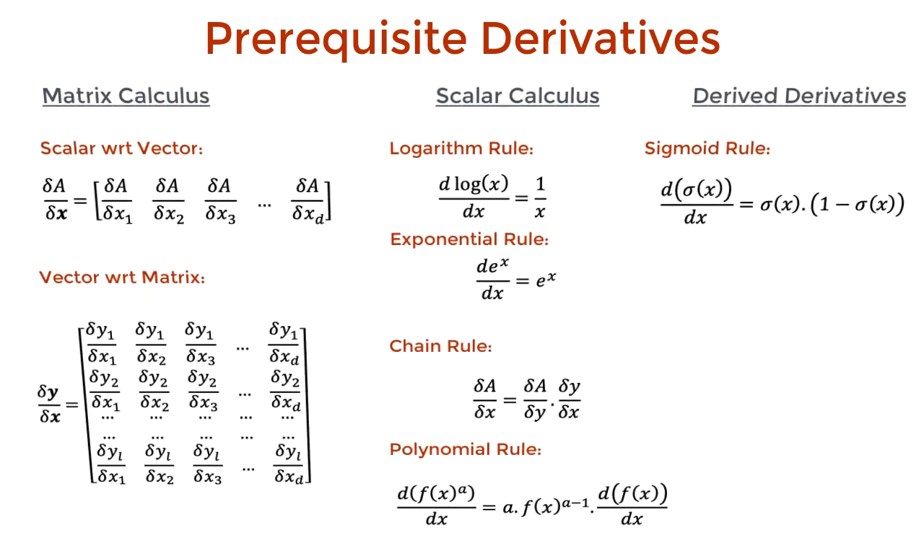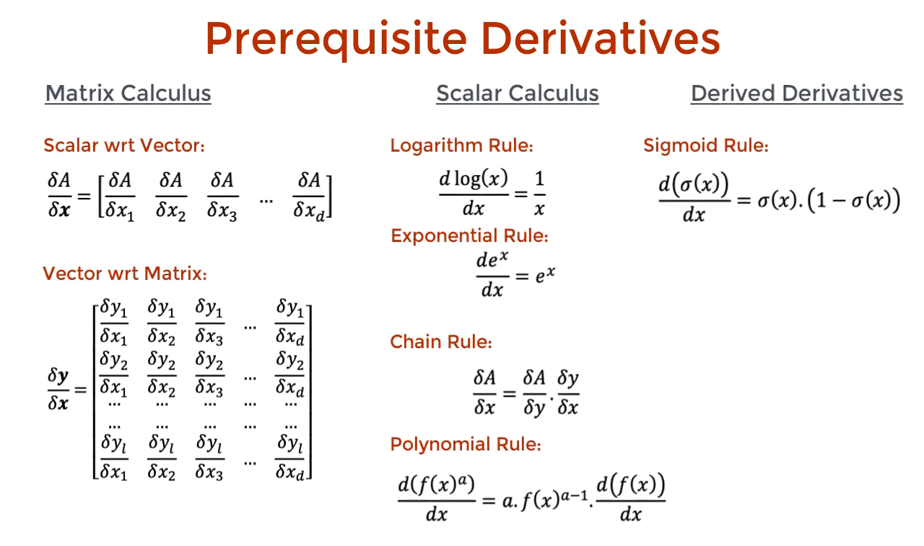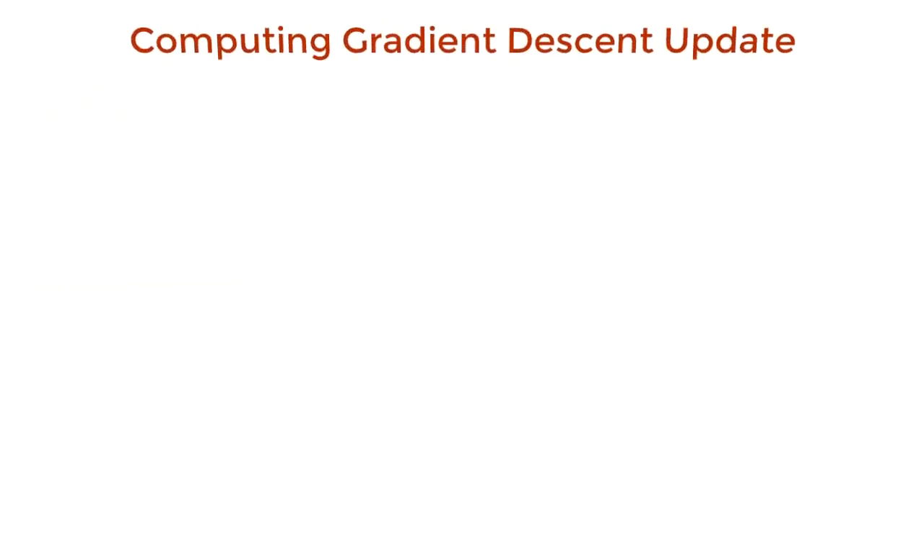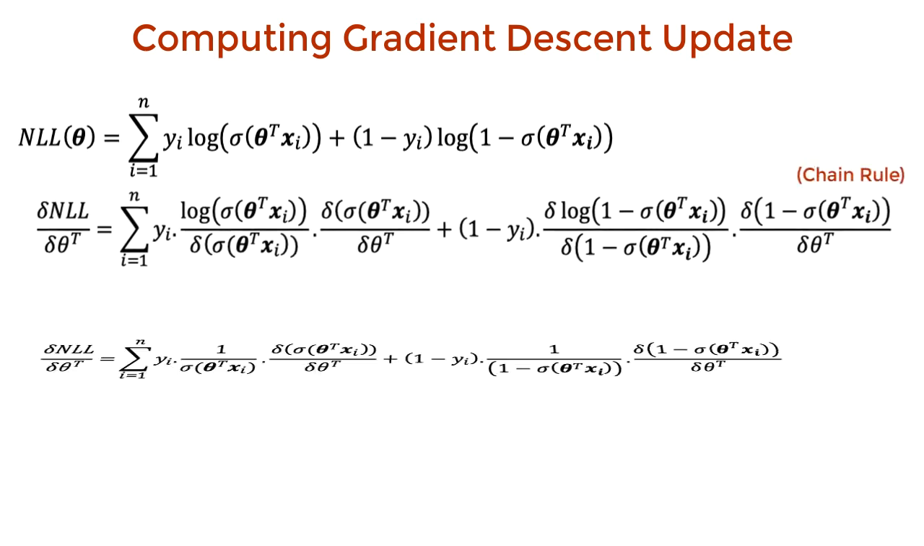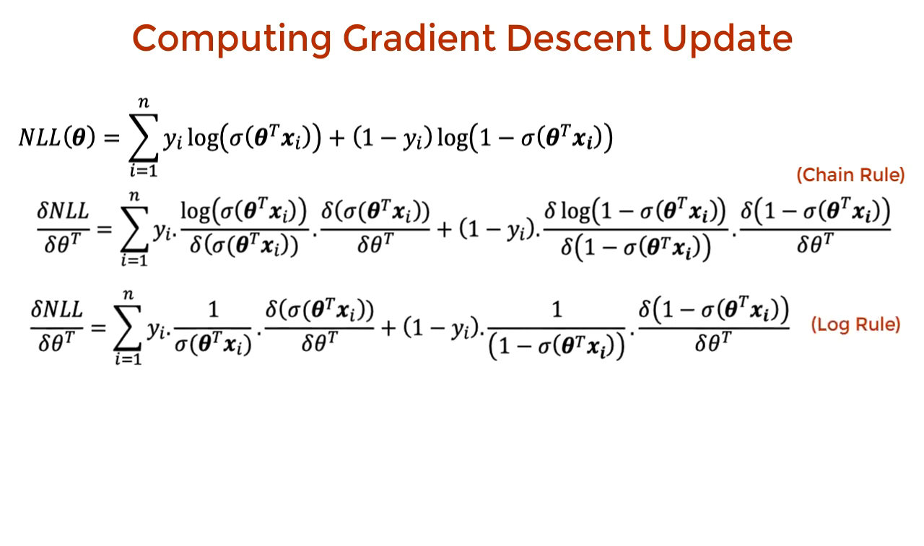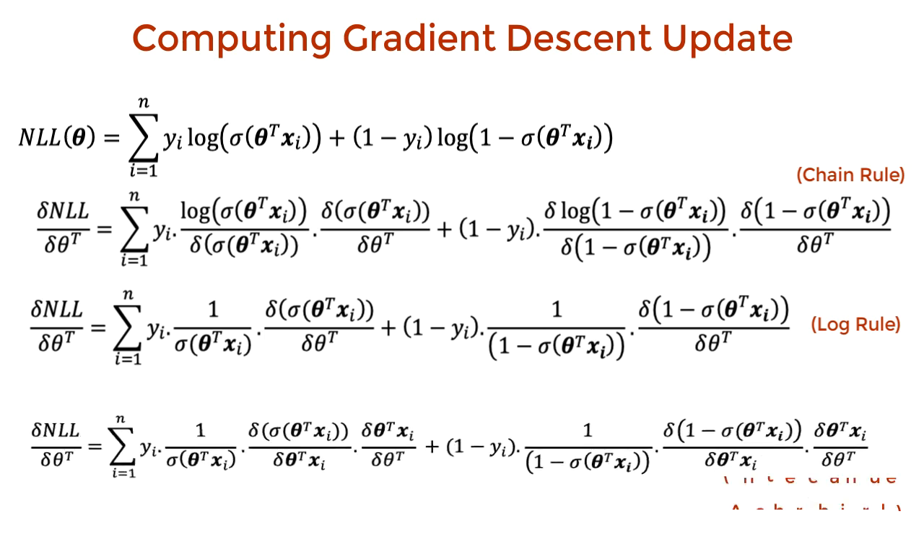We can now use these derivative rules that we discussed until now, that is the rules from matrix calculus, the basic rules of differentiation, and now this derived sigmoid rule, that is the sigmoid derivative. We can use all of this for computing the gradient descent update. Let's start by applying good old chain rule for both terms. Now, use the logarithm rule to get rid of the log terms.